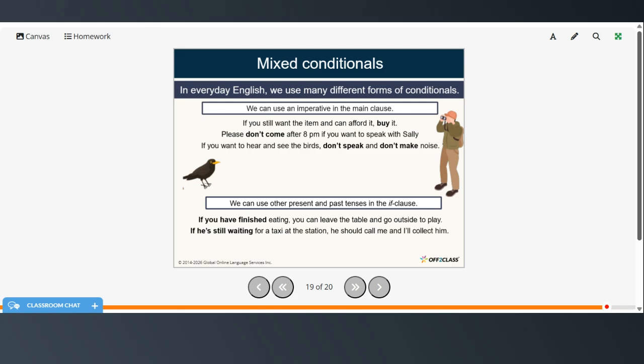We can use other present and past tenses in the if clause. If you have finished eating, you can leave the table and go outside to play. If he's still waiting for a taxi at the station, he should call me and I'll collect him.